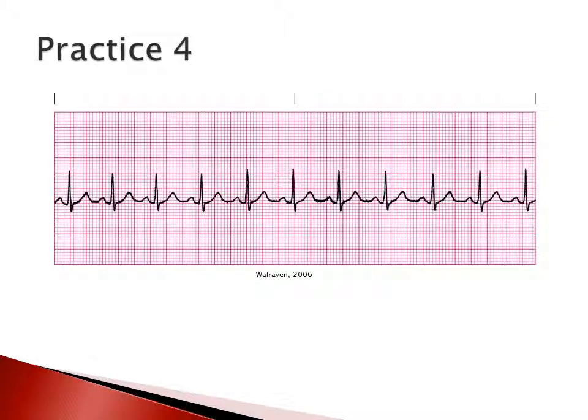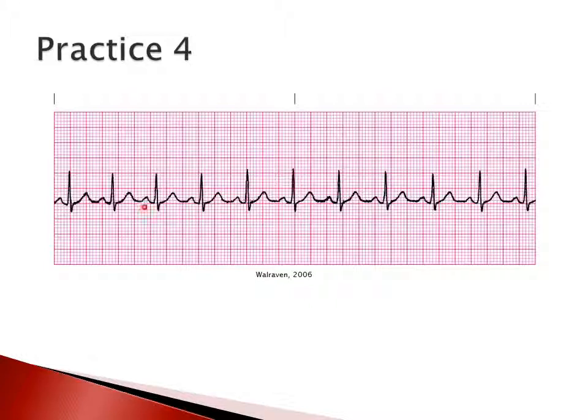Last practice strip. So here we find that we have a regular rhythm because each of our P waves are the same distance apart all the way across the strip. And when we calculate our heart rates, we see that we're at 110 beats per minute. Looking at the P waves here, we can see there's one in front of each QRS complex. They're all upright and they're all a similar size and shape.